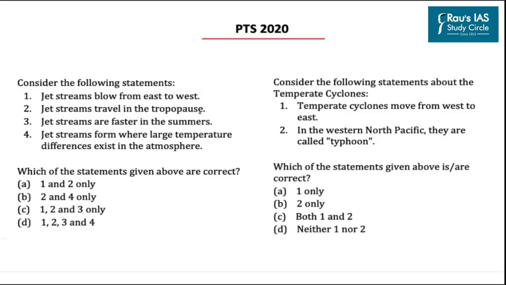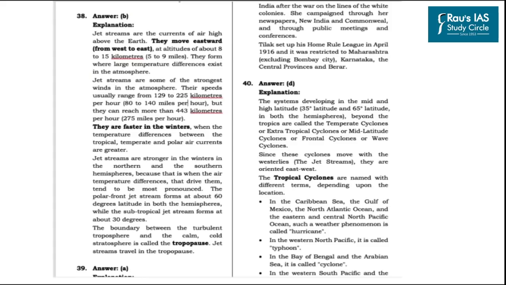And so that is why in our prelims test series, we make sure that questions on these important static concepts like jet streams, as well as on temperate cyclones and extratropical and tropical cyclones, are asked necessarily. And so these are the two examples or demonstrations of questions from our prelims test series 2020. And so here I would like to draw your attention to the explanation of the question which was asked in our prelims test series on jet streams.